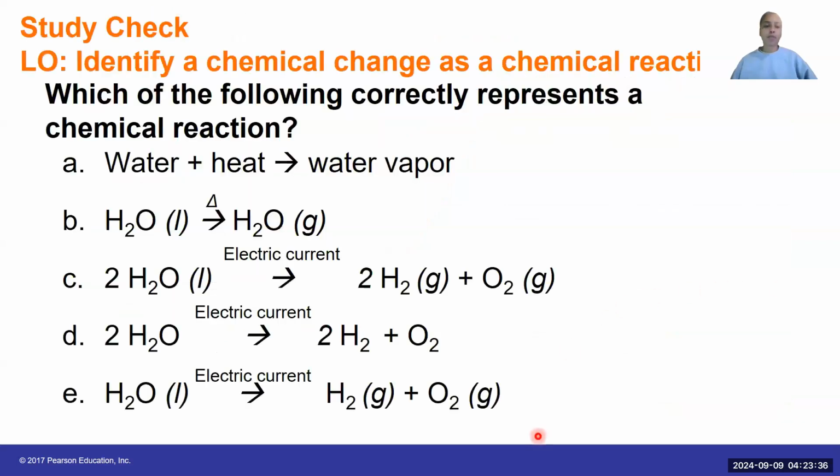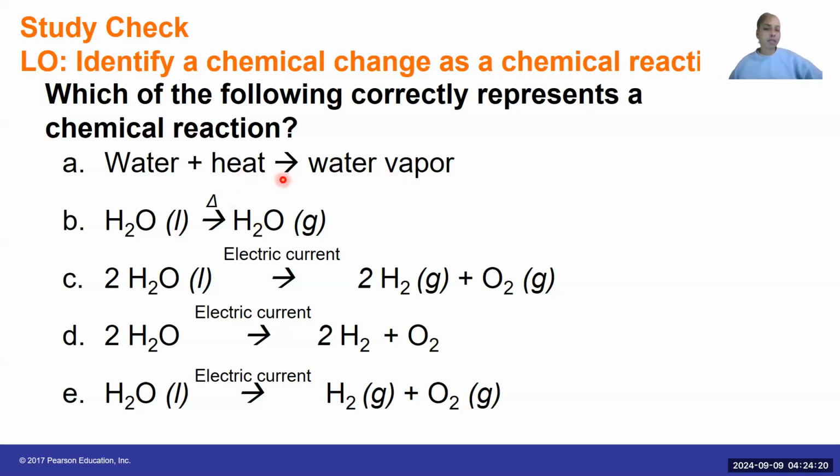I want you to take a look at this slide and which one of these correctly represents a chemical reaction. Remember, a chemical reaction is something in which we start with reactants and then we end up with something new. Also, we have the same number of atoms on each side of our reaction. To have a complete chemical reaction, we must also have the physical state of each part of the reaction, right? So all of the reactants and the products have to have their physical state.